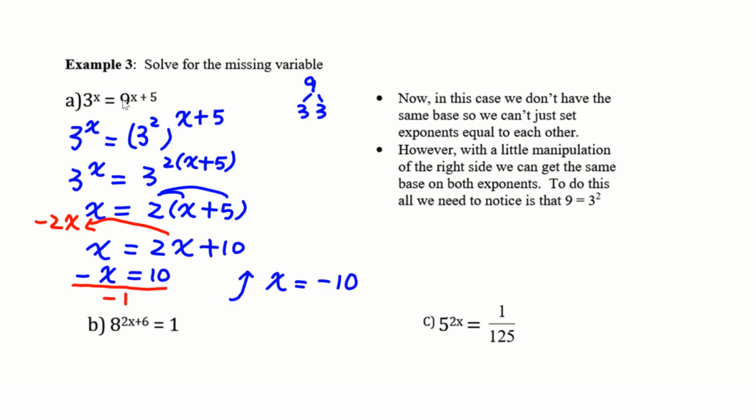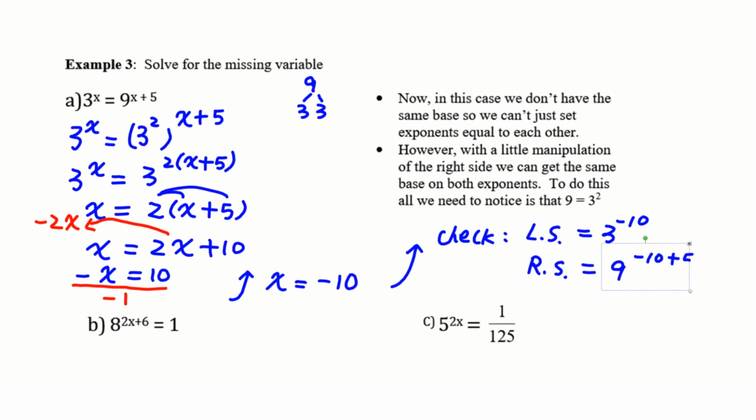Then you could substitute it back and check. If you want to check, the left side equals 3 to the exponent negative 10. Then check the right side: 9 to the exponent negative 10 plus 5, which equals 9 to the exponent negative 5. And check if they are equal. So we are going to check.